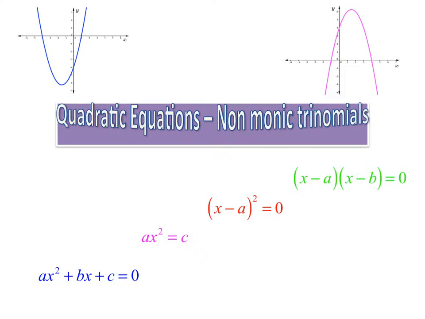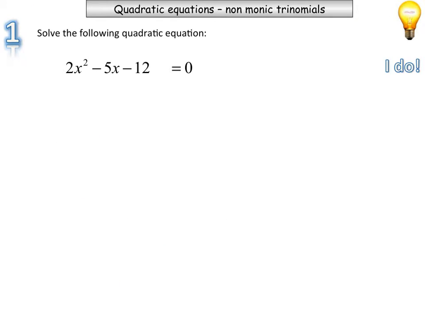Hi guys, and welcome to this video on quadratic equations and in particular non-monic trinomials. So we've had a look at a particular quadratic in the past. We've looked at monic trinomials, and this is where the coefficient of x squared is equal to 1. So non-monic just basically means it can be any other number besides 0 or 1. So in this case we've got a trinomial with a coefficient of 2.